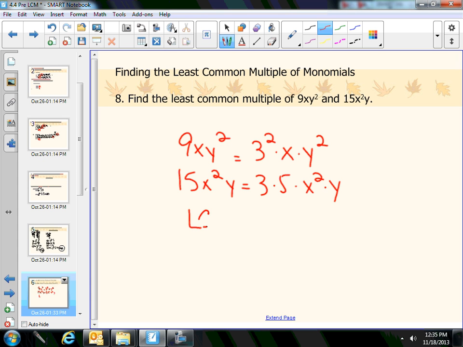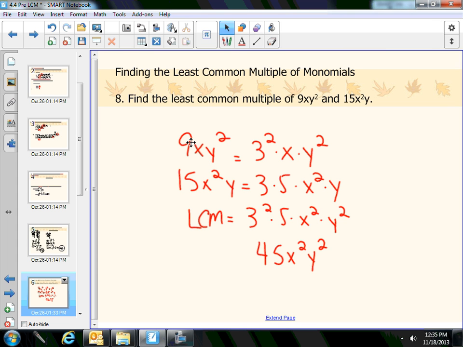Again, list them just like this in order from least to greatest, and each factor to the highest power. So in these two monomials, the least common multiple is 45x squared y squared. Each factor to the highest power.